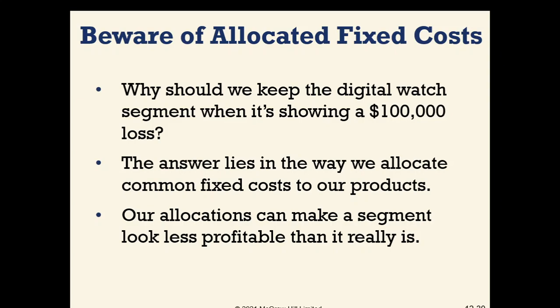So why should we keep the digital watch segment when it's showing a $100,000 loss? The answer lies in the way that we allocate common fixed costs to our products. Our allocations can make a segment look less profitable than it really is.